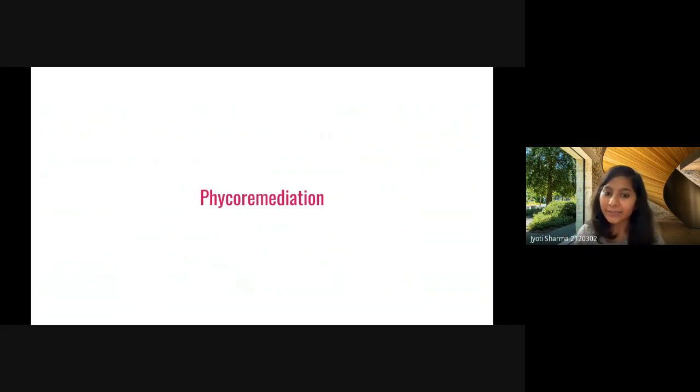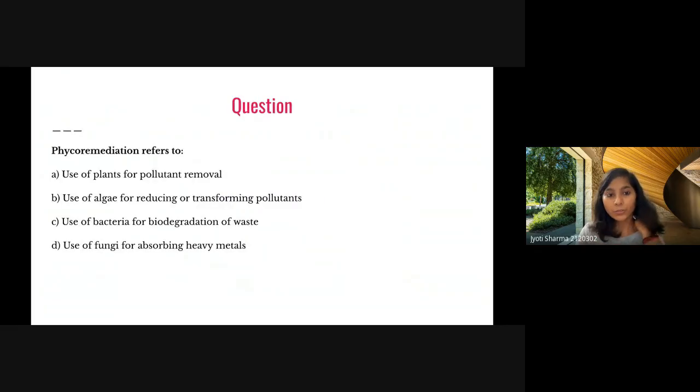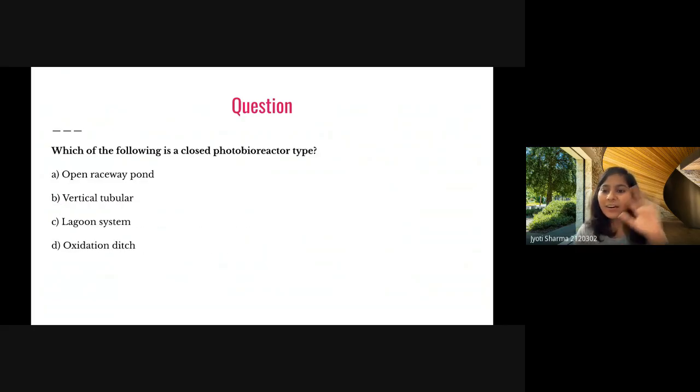So with the help of algae we can remediate wastewater or let's say soil. So this is using the algae. Okay, so phycoremediation is use of algae for reducing or transferring the pollutant. And we do have a lot of types of chamber. In that chamber we can have this algae and the wastewater, and we can remove like organic matter from that wastewater. So we do have different types of chamber, and one closed photobioreactor type in the phycoremediation is vertical tubular.